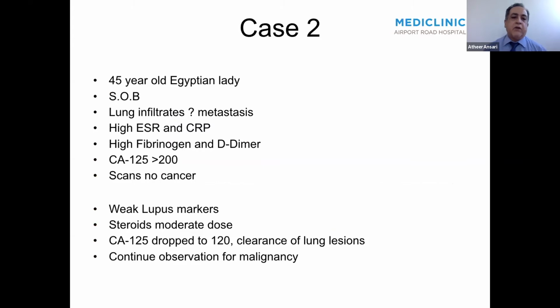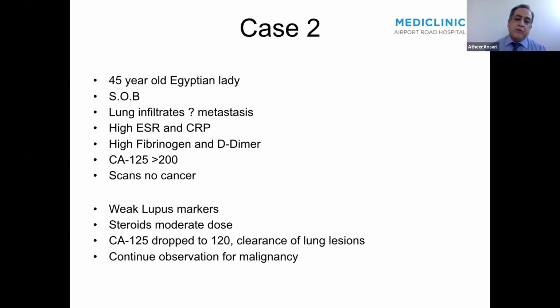The other case is just recent. I only remembered her yesterday night and added the details, but I don't have the x-rays for her. She's a 45-year-old Egyptian who came with shortness of breath. She had lung infiltrates. They thought metastasis. She had high ESR and CRP, and high fibrinogen and D-dimer. It's true, fibrinogen and D-dimer are not very specific, but they can give you some hint of what the problem is.